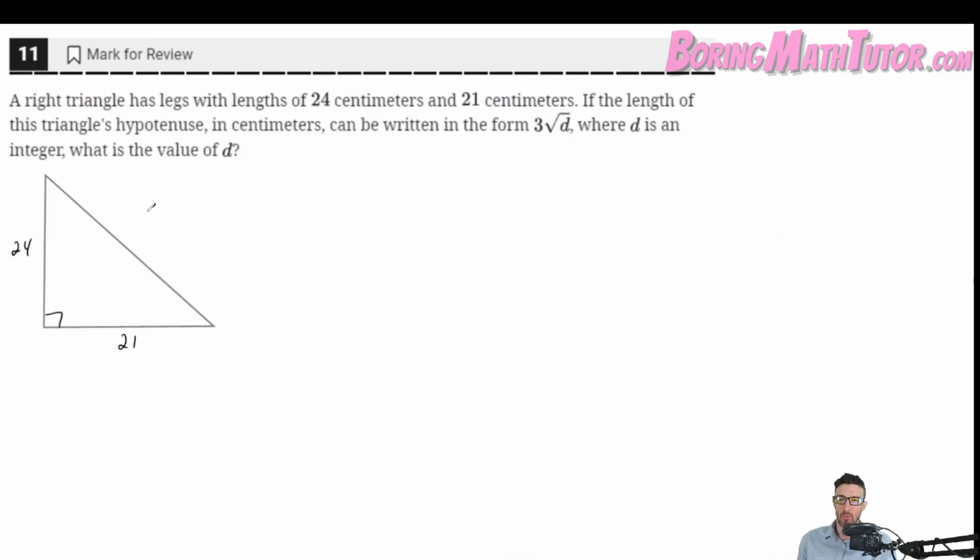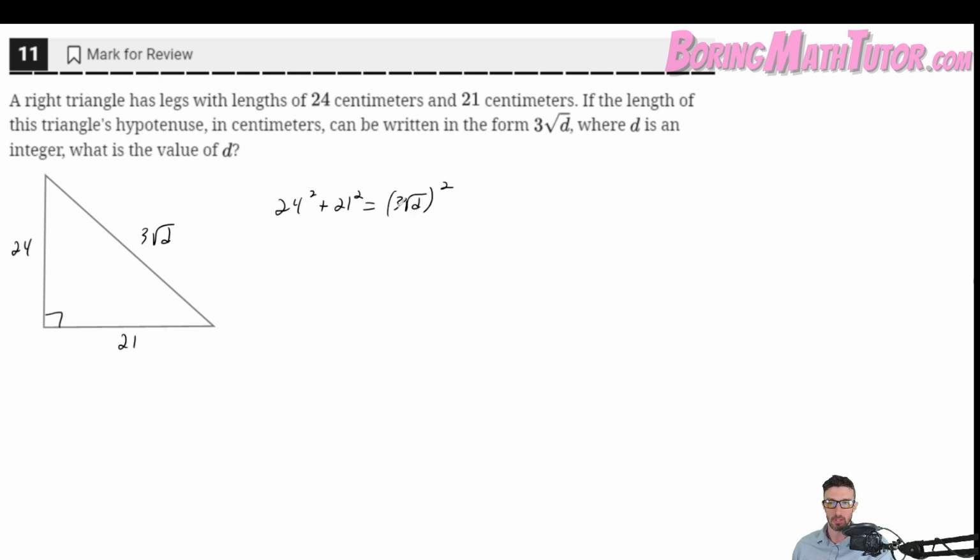All right, so they said we have a right triangle with legs of 24 and 21. And they're saying that the hypotenuse can be written in the form 3 root d. Well, what does that mean? That means that 24 squared plus 21 squared will have to equal 3 root d squared.